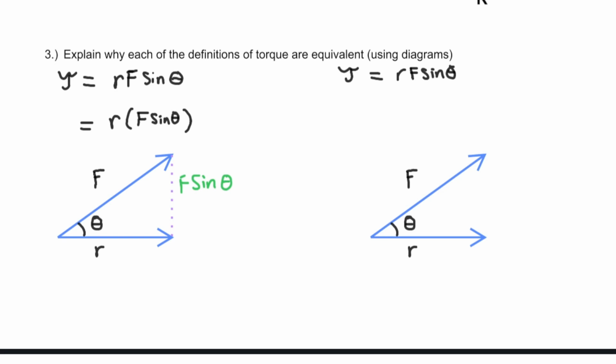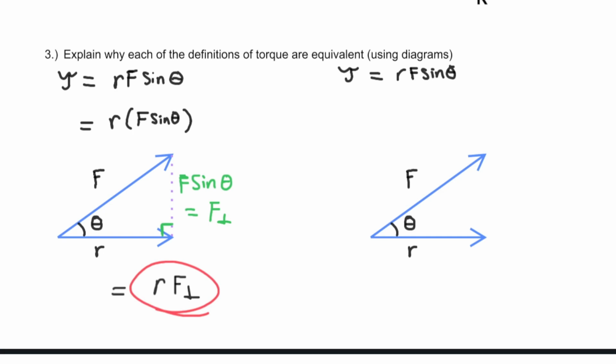But if you examine what this is, it meets at a right angle right here. So this is actually just F perp. It's the part of the force that's actually causing rotation. So this is the same thing as just R times F perpendicular. So that shows that definitions 1 and 3 are equivalent.